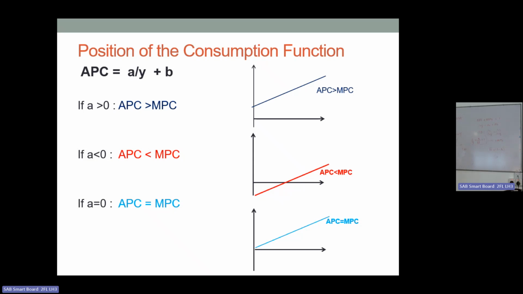So by looking at this relationship between APC and MPC with respect to this autonomous component, it can be positive, negative, or zero, depending on that. The shape or position of the consumption function changes, no? Starting from positive, starting from negative, starting from zero.